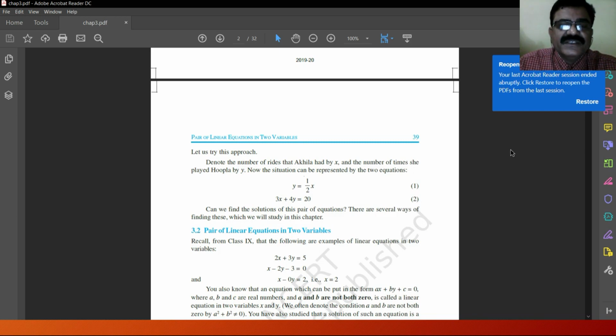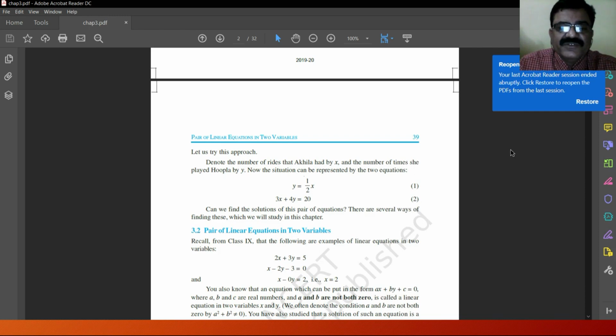So students, in this chapter we will study framing the equations of two variables as well as their conditions. We will also solve the equations by different methods. Recall from class 9 that the following are examples of linear equations in two variables: 2x plus 3y is equal to 5 and x minus 2y minus 3 is equal to 0. In such cases, x minus 0y is equal to 2, that is x is equal to 2.